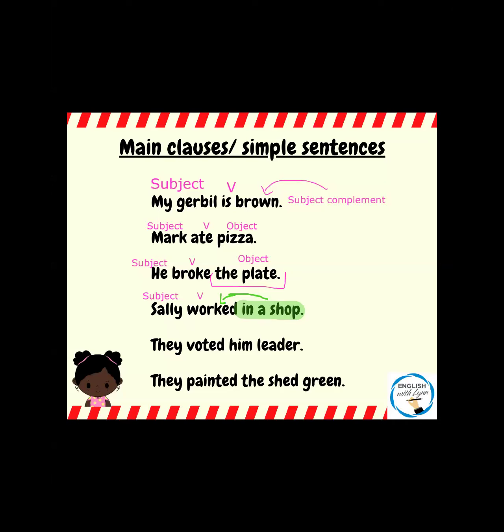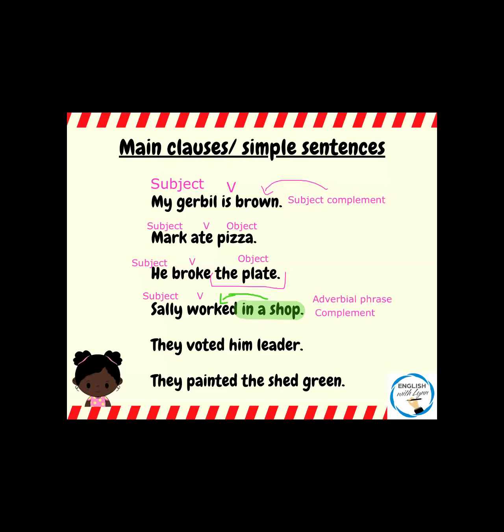And it has two jobs in that sentence. Okay, it is an adverbial phrase. It is showing where Sally is working. It is also a complement because it finishes off the sentence. It gives more information. Okay. And it is giving more information about where Sally is working.